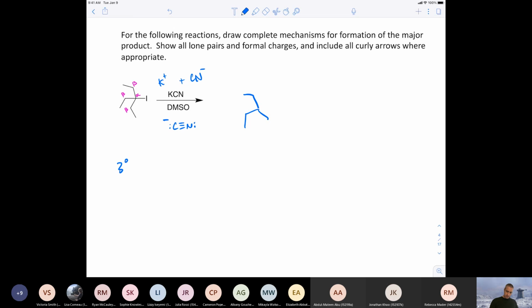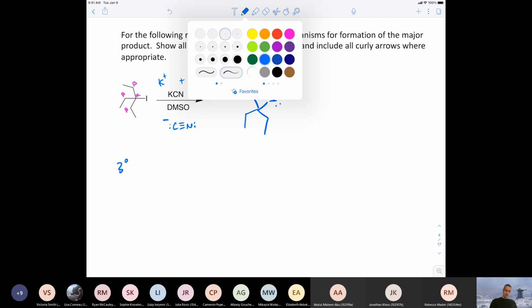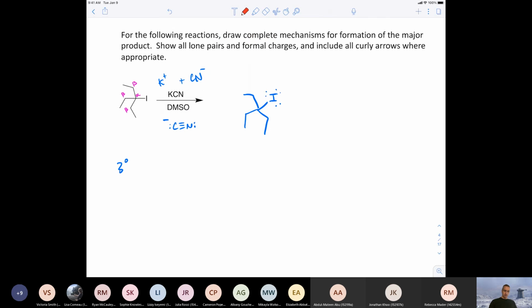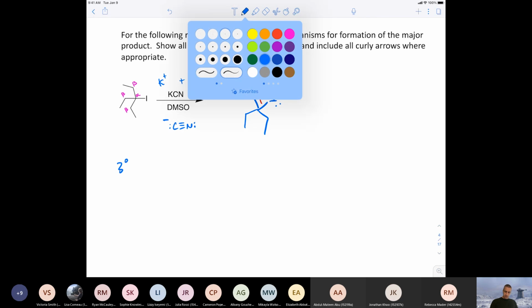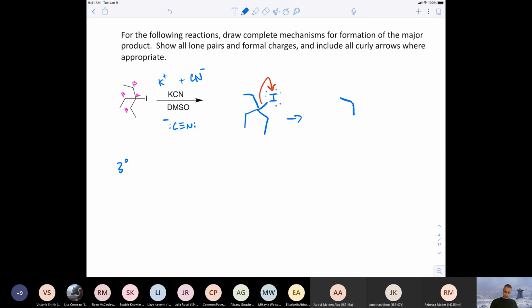Let's draw this thing out. Iodine. Iodine is a great leaving group because the CI bond is weak because they're very different in size. Okay, we're going to break that bond. That gives us this carbocation plus iodide goes off somewhere.